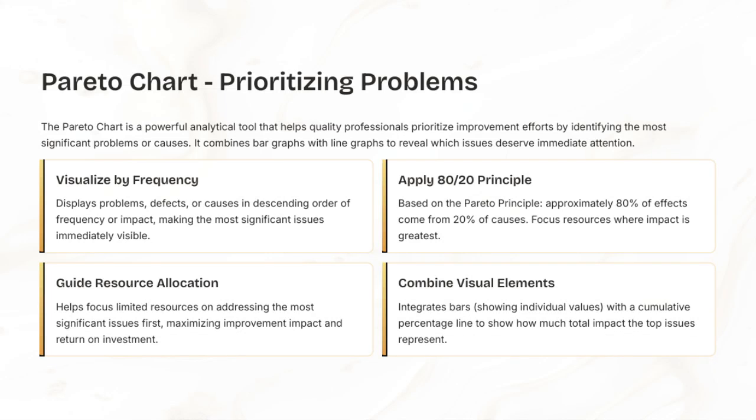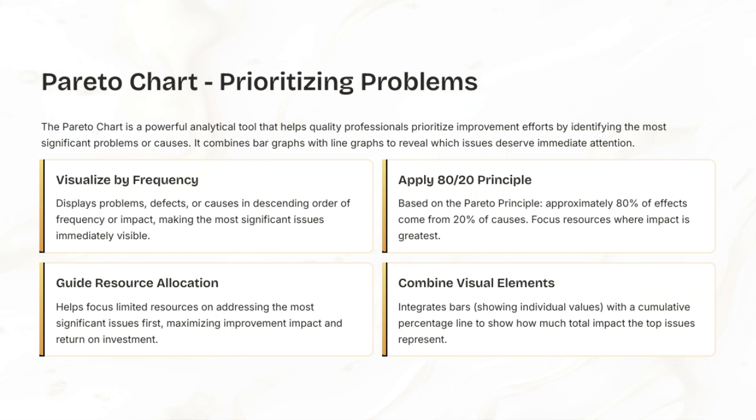It integrates bars, which show individual values, with a cumulative percentage line. This combination helps us see not just the size of each issue, but also how much the top issues contribute to the total impact. By visualizing both together, we can focus our limited resources on addressing the most significant problems first. This way, we maximize our improvement efforts and ensure the best return on investment. This approach is based on the Pareto principle, which suggests that about 80% of effects come from just 20% of causes. So, by concentrating our efforts on that crucial 20%, we can make the biggest difference.